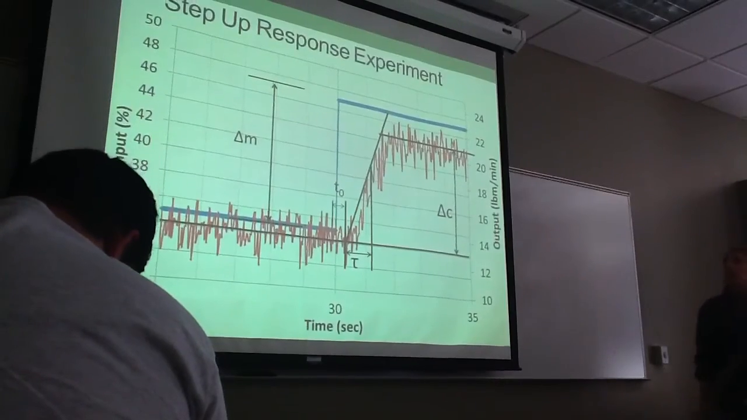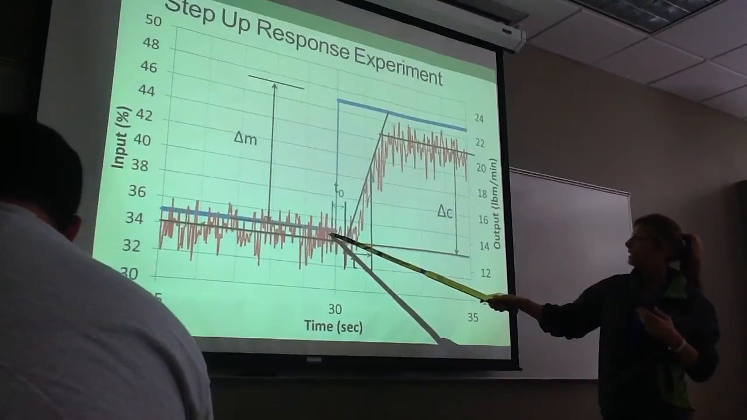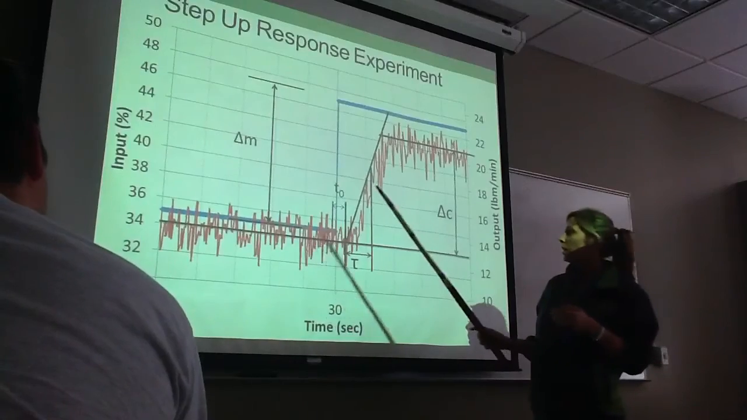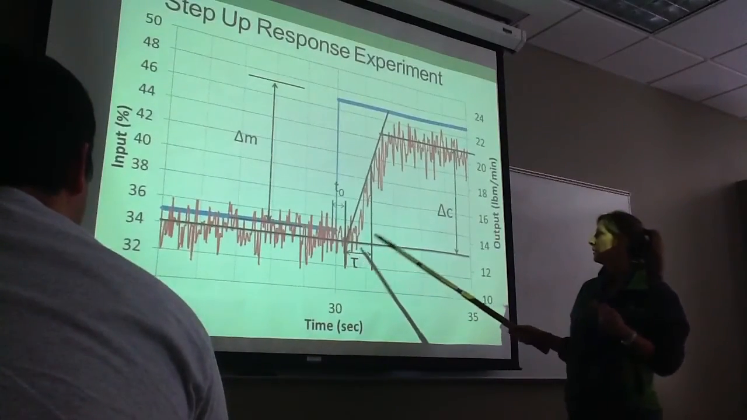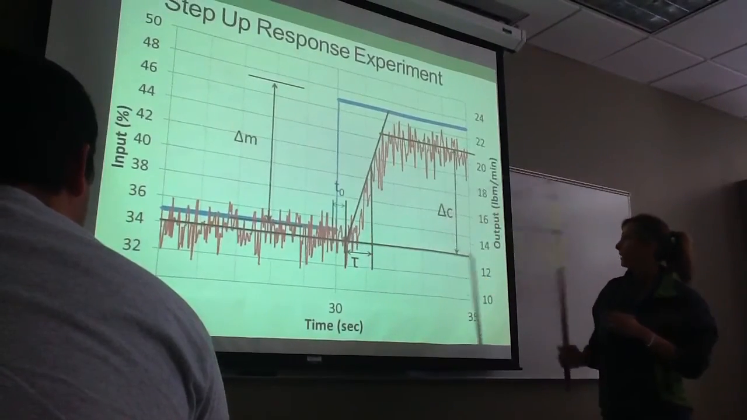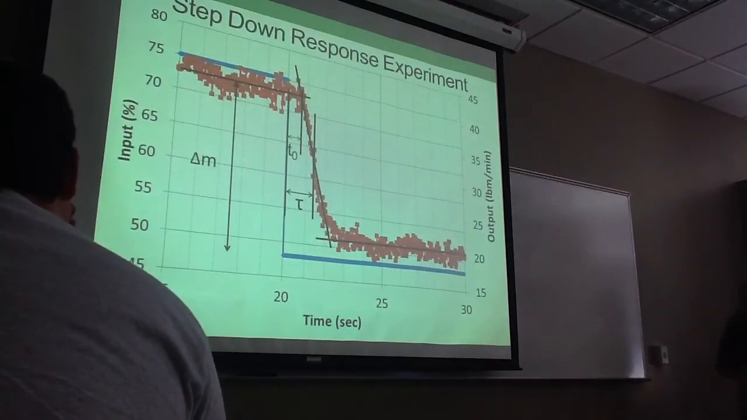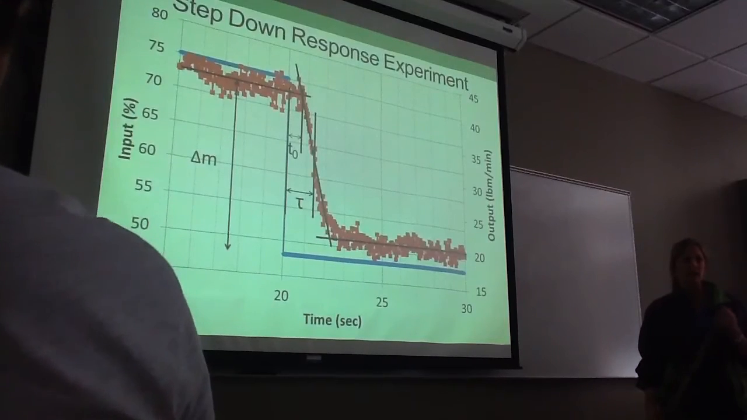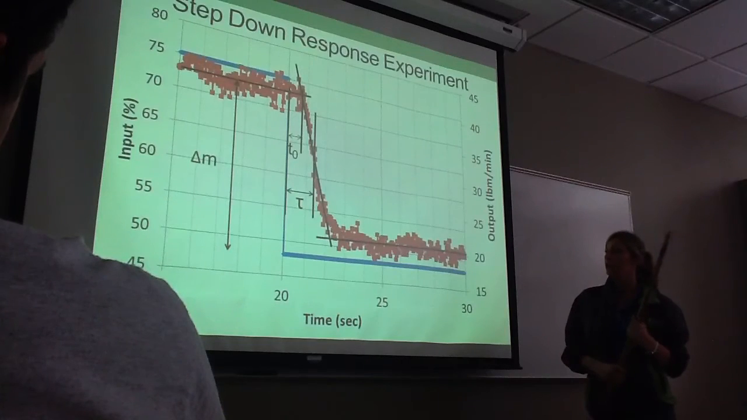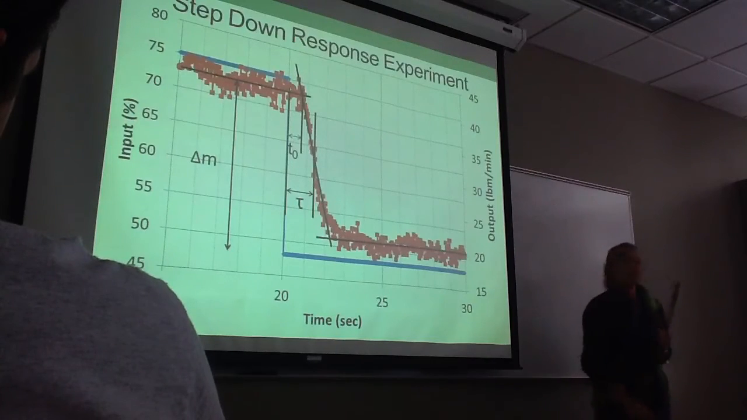This is one representation of our step-up response experiments. The blue line, again, is the input, and the red is the output. Denoted are your dead time and your tau, and then you can find gain by dividing delta M by delta C. This is a representation of the step-down response, and much like the step-up response, it generates the same type of graph, but instead of having your step-up be like 10%, you just do negative 10%. It gives you a step-down response.